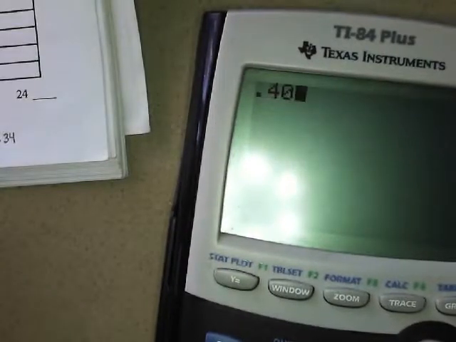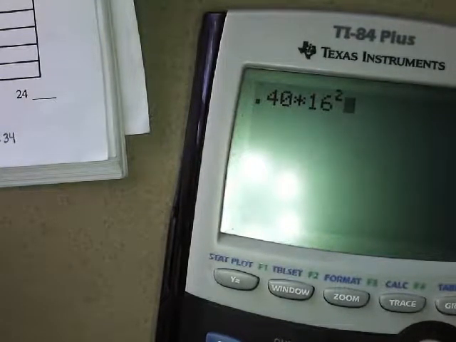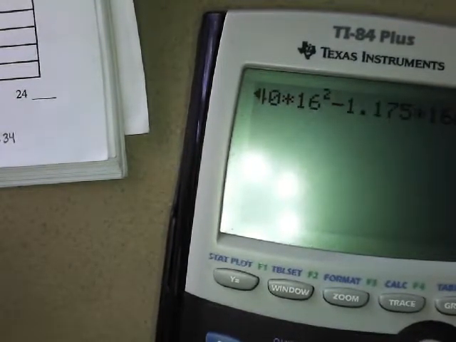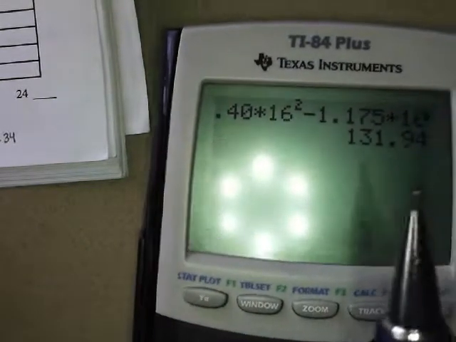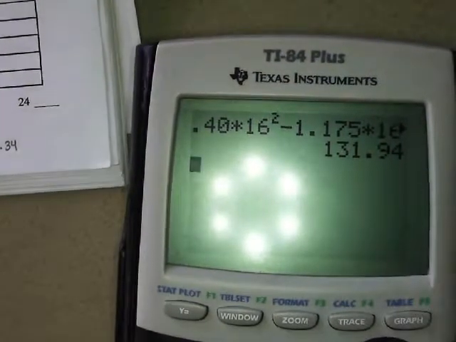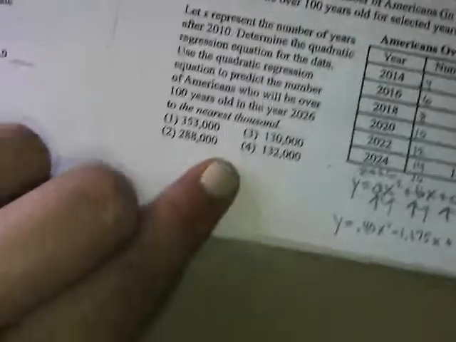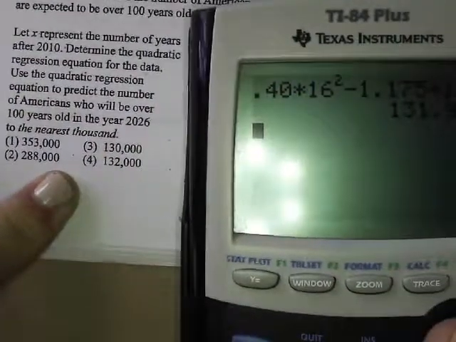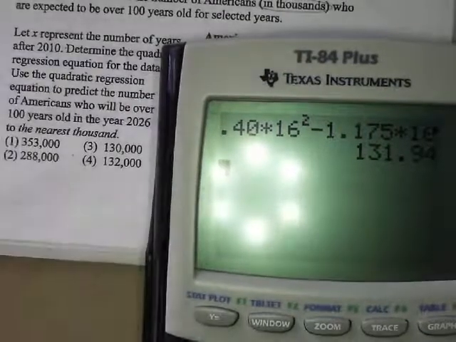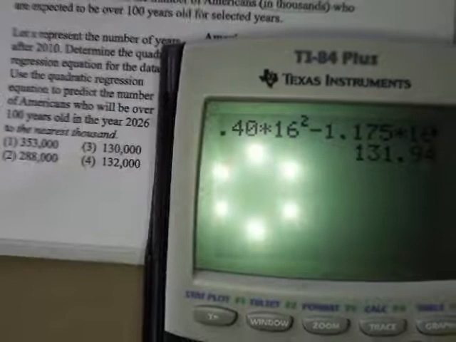So 0.40 times 16 squared, minus 1.175 times 16, plus 48.34. And this answer is in thousands. So that's 131.94 thousand, which is the closest to which number? 131, hold on. Which one's it closest to? 131.94. Option 4, 132,000. Good. So test 3 tonight?